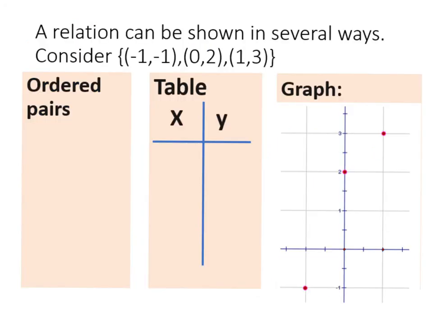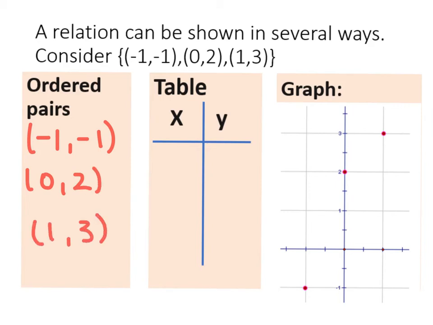Now, if we wanted to represent a relation in different ways, we could do it in our 3 different possibilities. The first is the ordered pairs. So I could rewrite each of those ordered pairs given above. So I can write it as -1, comma, -1, 0, comma, 2, and 1, comma, 3. I could also rewrite it as a table. So I'd include the x coordinate on the left and the y coordinate on the right. So I'd have -1, -1, 0, 2, and 1, 3.